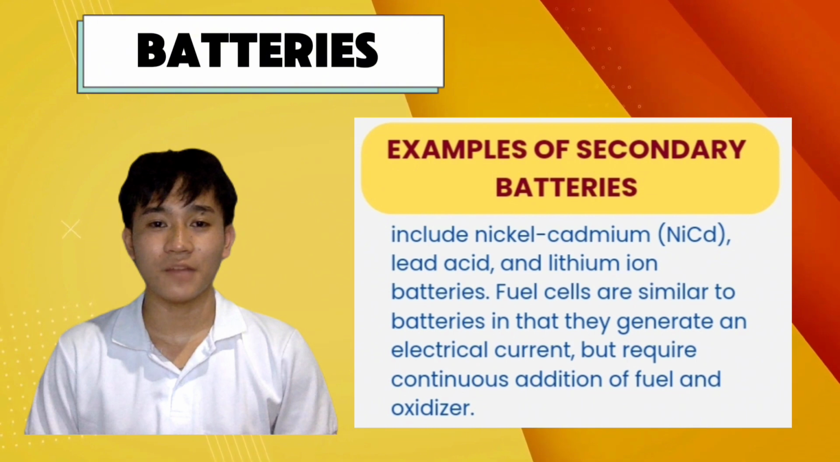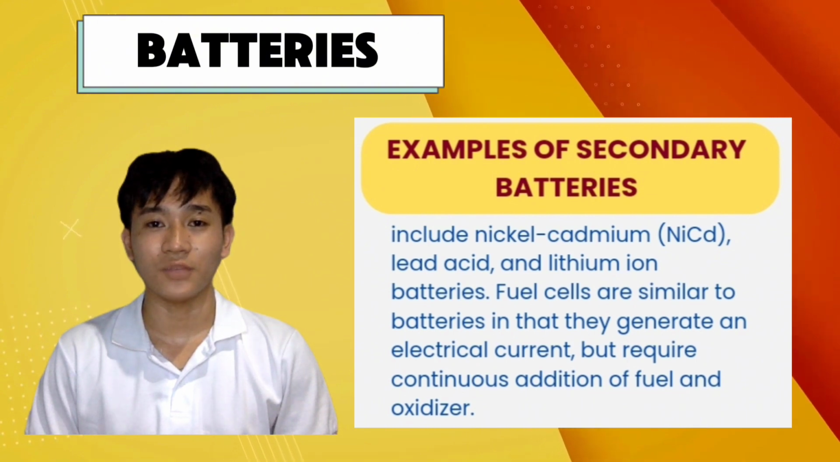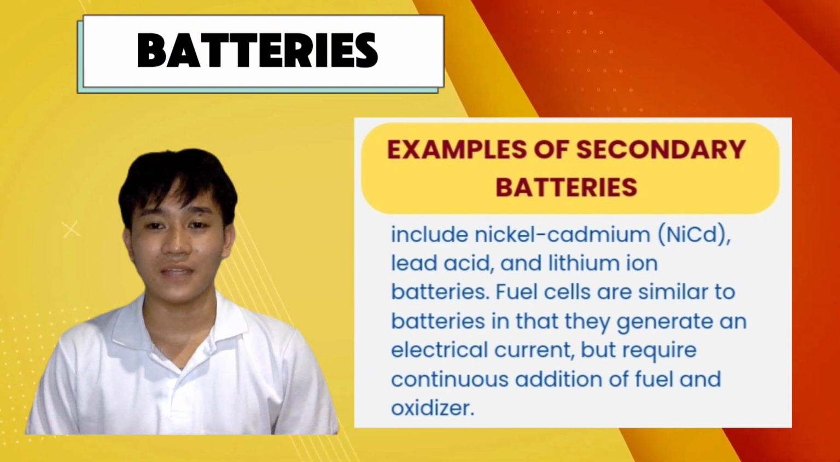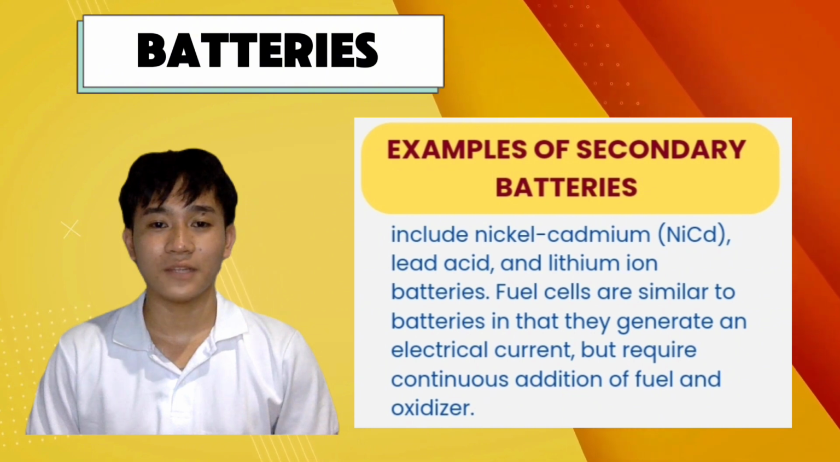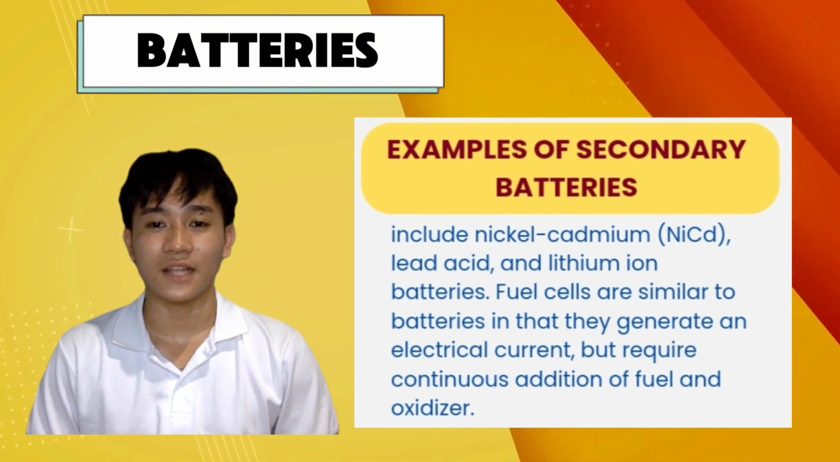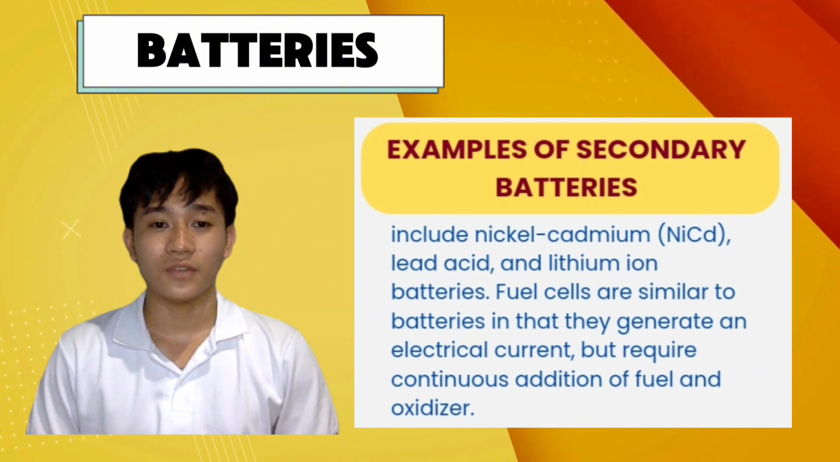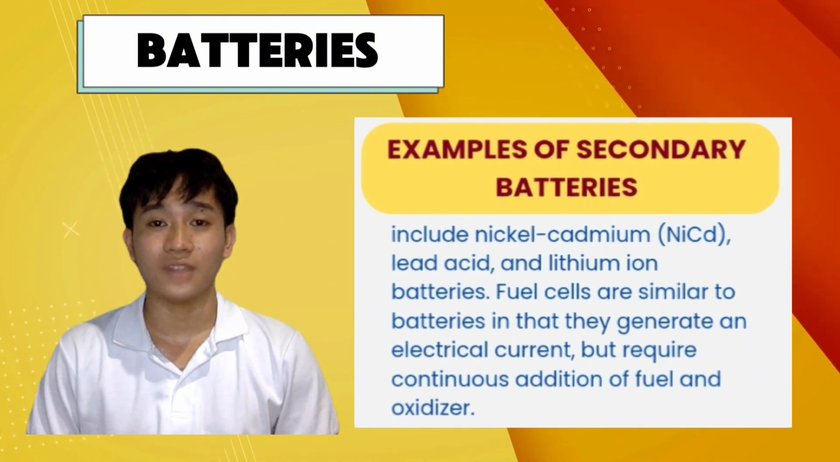Examples of secondary batteries include nickel-cadmium, lead-acid, and lithium-ion batteries. Fuel cells are similar to batteries in that they generate an electrical current, but require continuous addition of fuel and oxidizer.